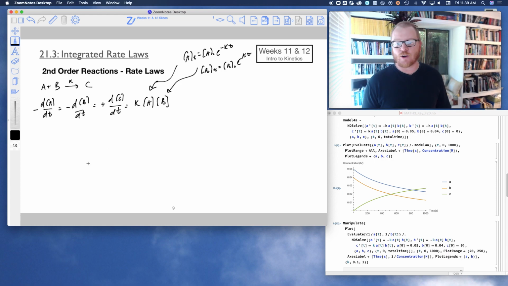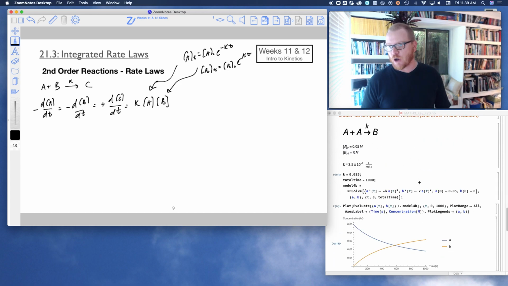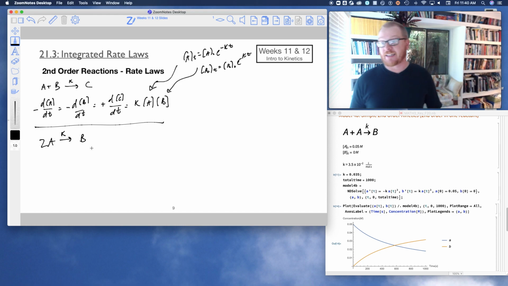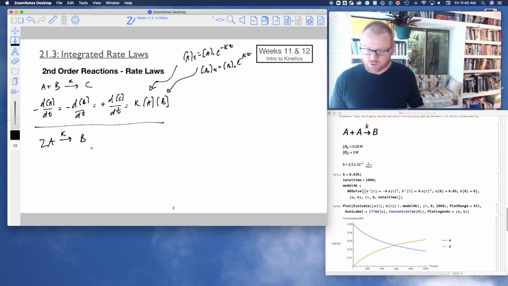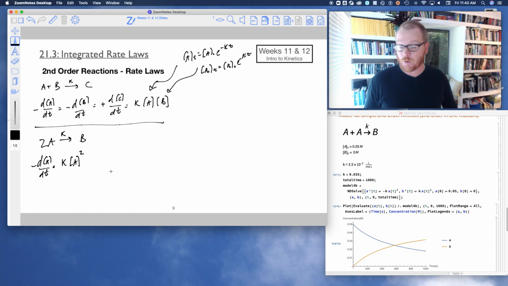So now what if we had a second order reaction that looked more like this? A plus A goes to B, okay? Or in other words, so I'm going to separate here. What if we had 2A goes to B with rate constant k? So first order in A, first order in A, so it's a second order reaction overall. And so now what that means is I can write negative dA by dt equals k times A squared. Okay?